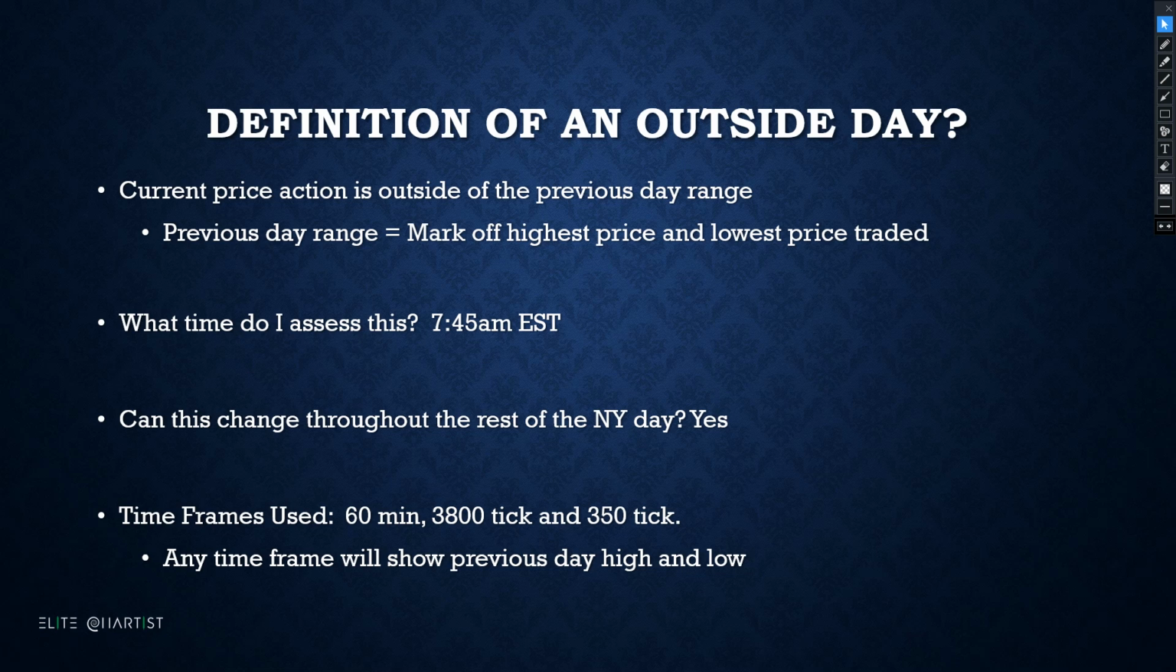Just to review, the time frames that I use: I use daily for my highest time frame, but I also use 60-minute. And then my intermediate chart is a 3800 tick chart. And lastly, on an execution basis, I use a 350 tick chart. Sometimes I use 500 tick charts. But as we've said before, any time frame will show you the previous day high and low. And that's sort of how we're anchoring ourselves in the morning and seeing where we are in that context.